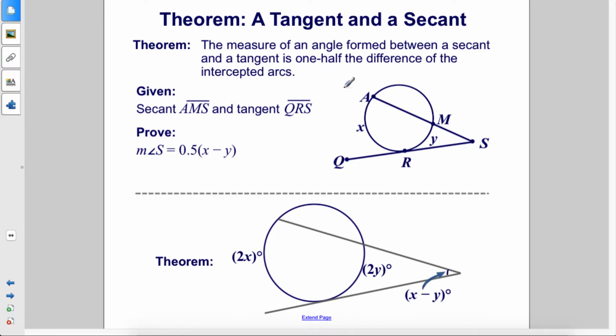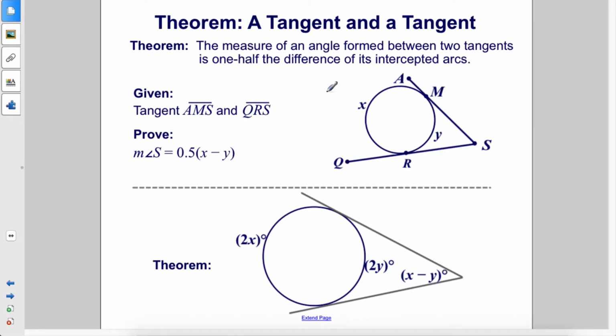A tangent and a secant theorem. The measure of an angle formed between a secant and a tangent is 1/2 the difference of the intercepted arcs. So given secant AMS and tangent QRS, prove that the measure of angle S equals 1/2 of x minus y.